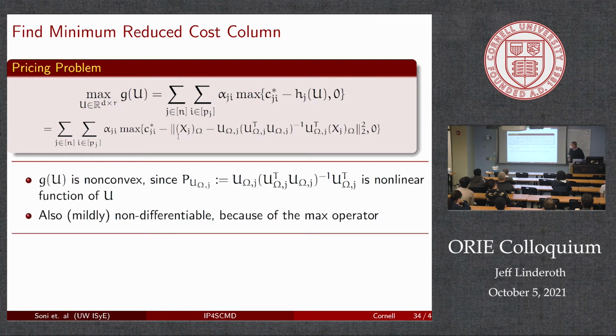I'm seeking a matrix U that maximizes this function, which I can write out. It's very complicated because here in the summation we have one matrix U, but in these inner summations, U_omega_j is just the basis restricted to the columns that I observe, and then I have this inverse in there to do the projection. So it's quite a complicated looking function. This is what I need to solve if I really want to find the best basis matrix U that minimizes the reduced cost, or maximizes the negative of the reduced cost.